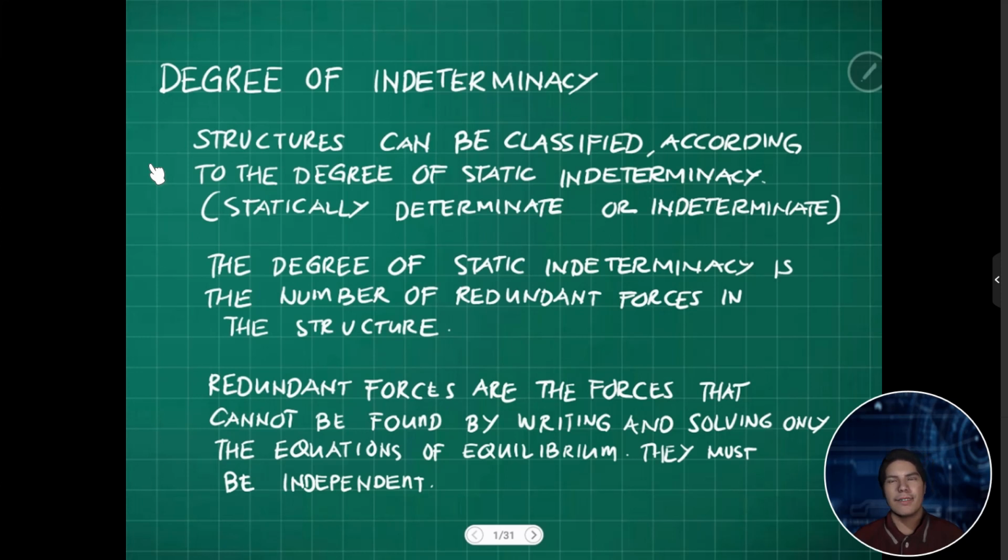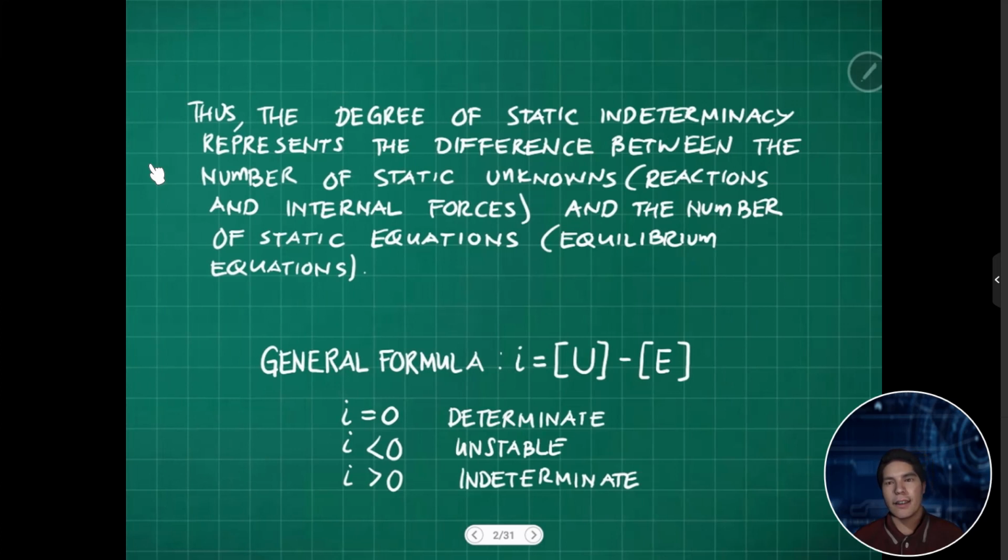So the degree of static indeterminacy is the number of redundant forces in the structure. Redundant forces are the forces that cannot be found by writing and solving only the equations of equilibrium. They must be independent. Thus the degree of static indeterminacy represents the difference between the number of static unknowns, which are the reactions and internal forces. The reactions are the external reactions caused by the supports, and the internal forces are the member forces: the axial, shear, and moment.